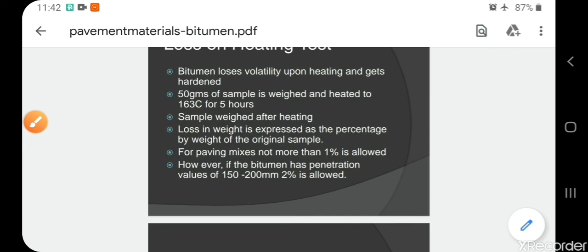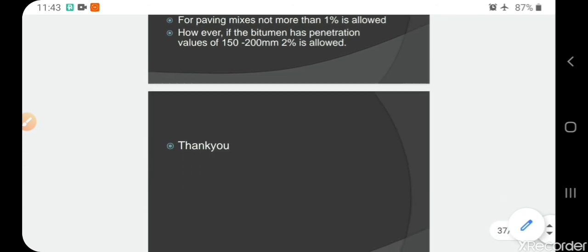The loss on heating should be expressed as a percentage. For paving mixes, not more than 1% is allowed. However, if the bitumen has a penetration value of 150 to 200 mm, 2% is allowed.